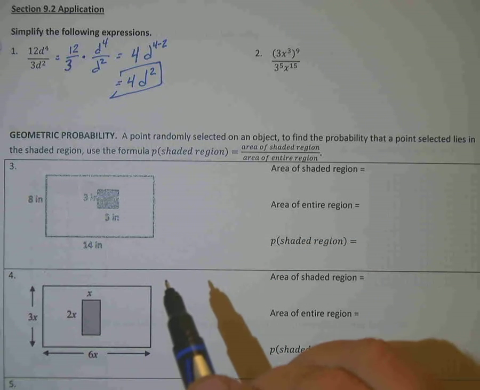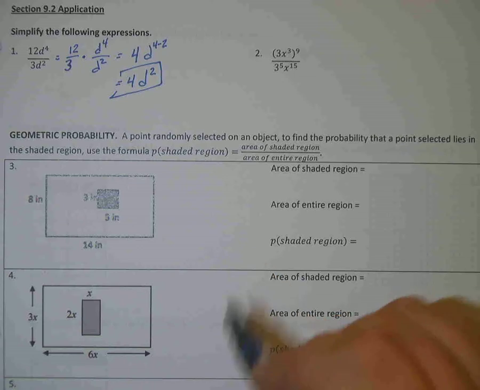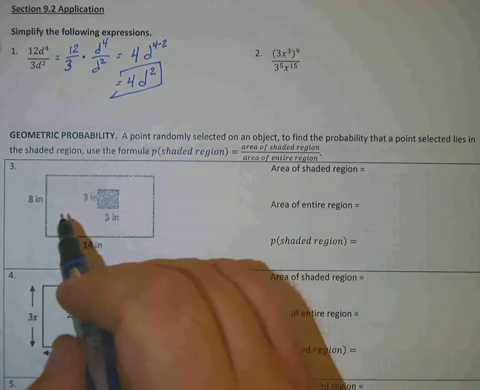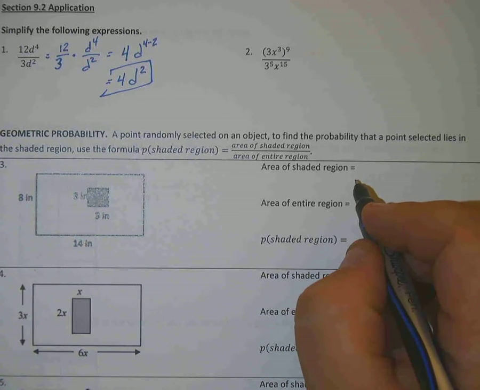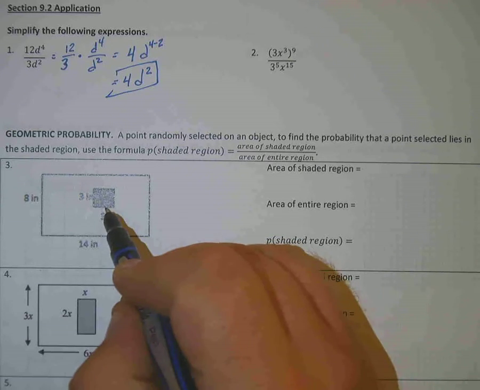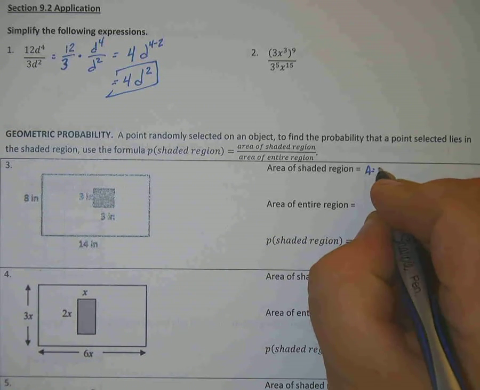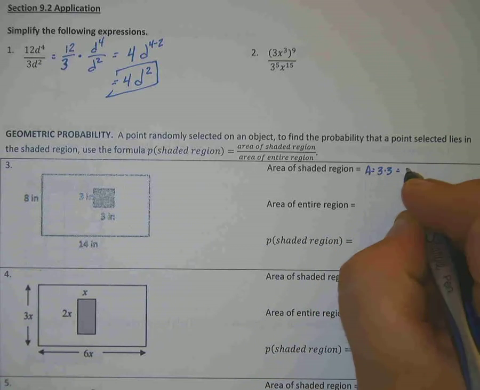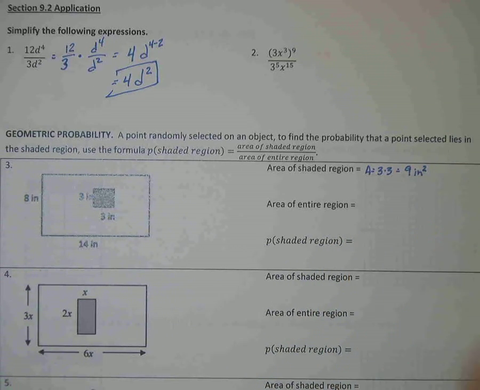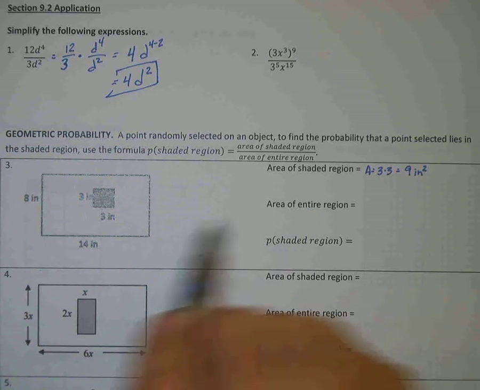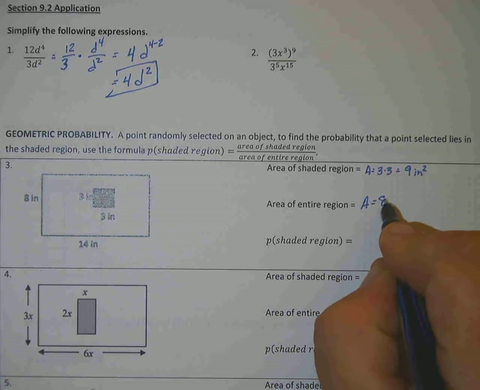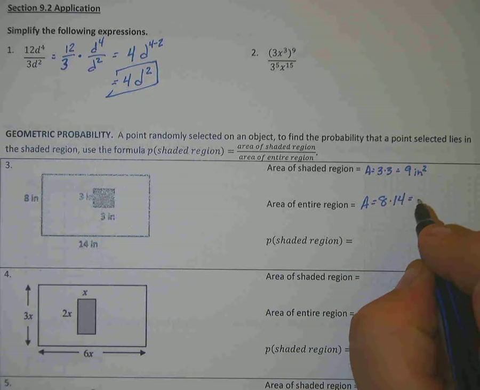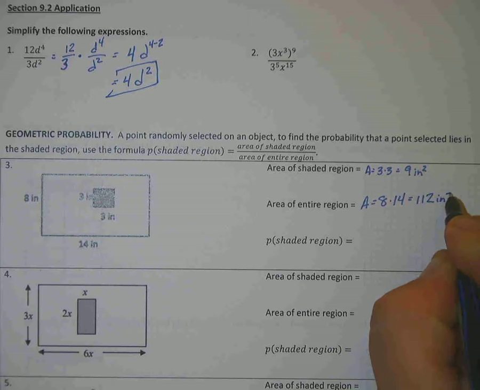I'm going to do the first one and then let you guys do the last couple. So I have kind of a guide over here as to what you need to do. First of all, find the area of the shaded region. That's going to be 3 inches by 3 inches, so area equals 3 times 3, which is 9 inches squared. The area of the entire region is 8 by 14, so you're just going to go 8 times 14. That's going to be 112 inches squared.